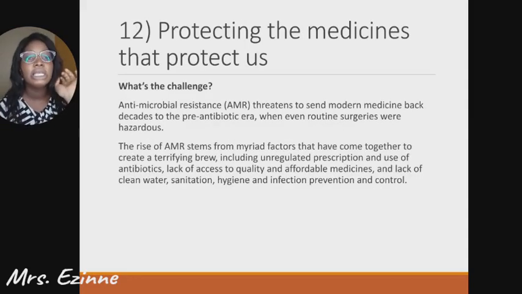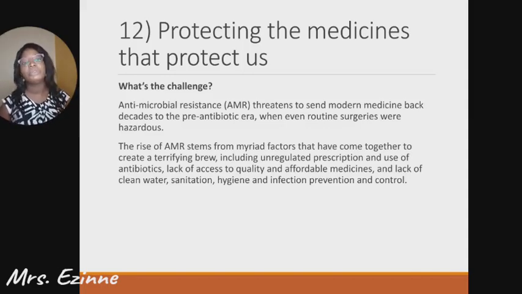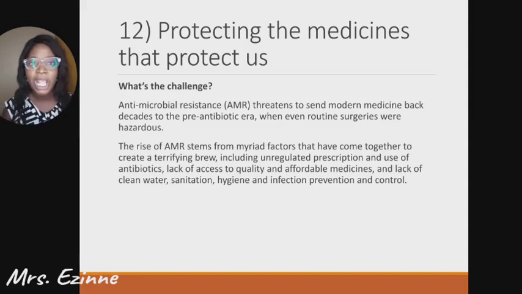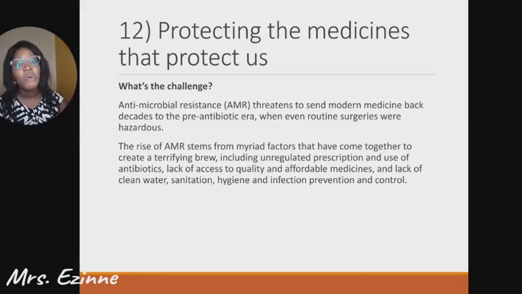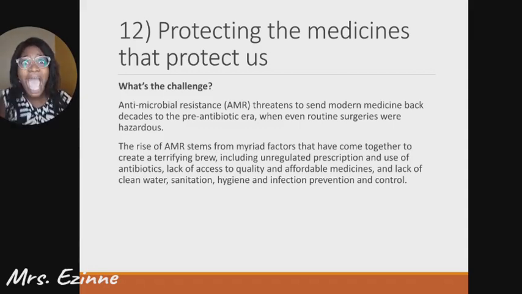So next is protecting the medicine that protects us. Now remember, I talked about drug resistance before, and so we have come to it. We have antimicrobial resistance, which threatens to send modern medicine back decades to the pre-antibiotic era. That is so scary. Even routine surgeries are hazardous.